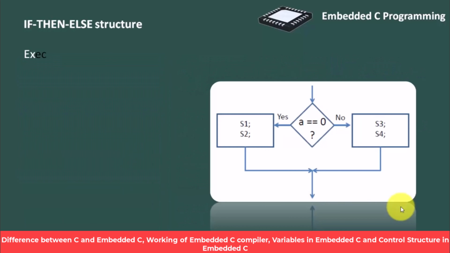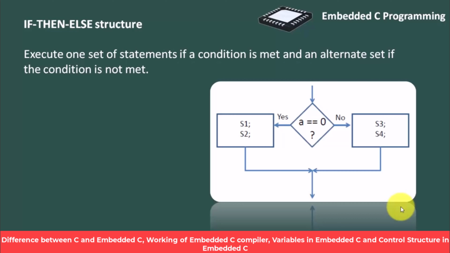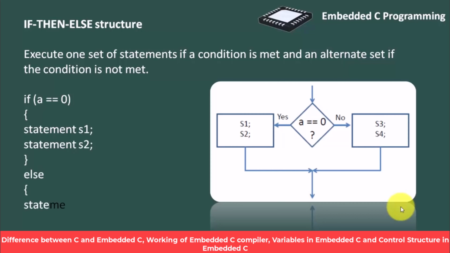Okay, now let's quickly look at the if then else structure. In the if then else structure, we execute one set of statements if the condition is met and an alternate set if the condition is not met. For example, if a equals 0, then statements 1 and 2 will get executed, else statements 3 and 4 will get executed.